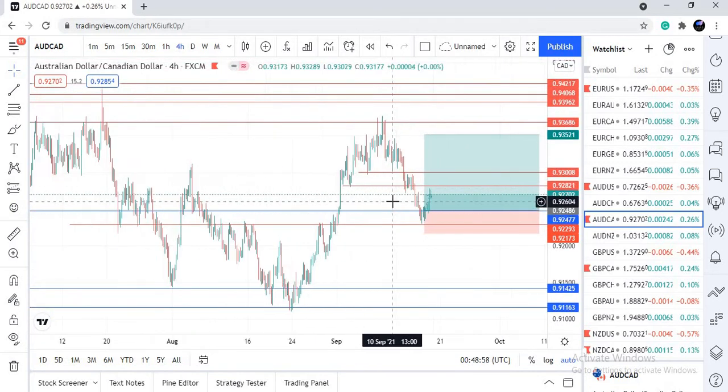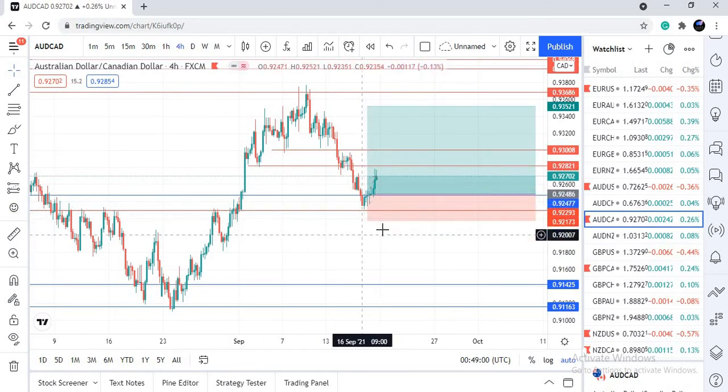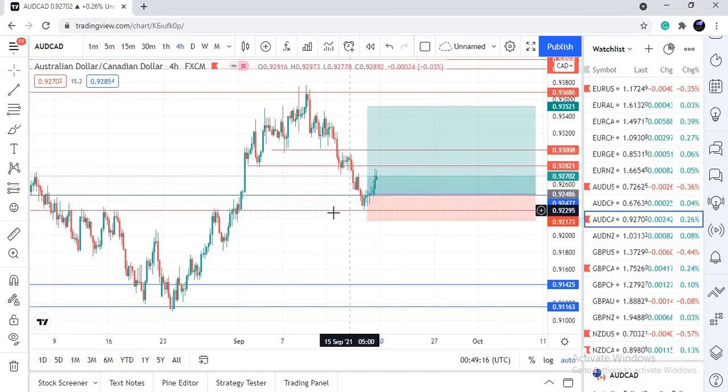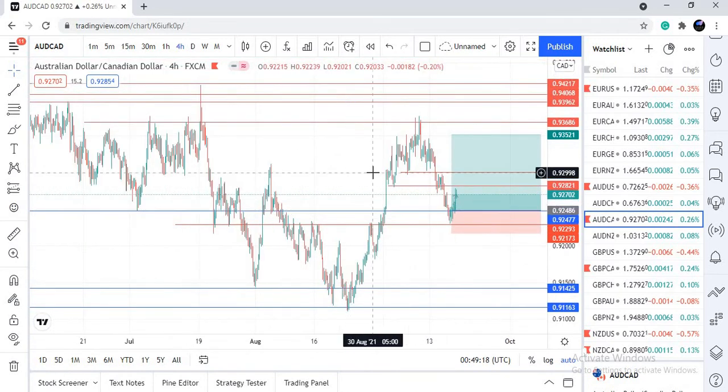pips. So we already missed our entry for this AUD card, but in case it reverses this week and heads back to this level, we might just place a buy on the AUD card for this week. So we are just hoping that it's going to still reverse and retest any of these support levels so we can re-enter the AUD card trade for this week. So we're going to be keeping an eye on the AUD card for this week.